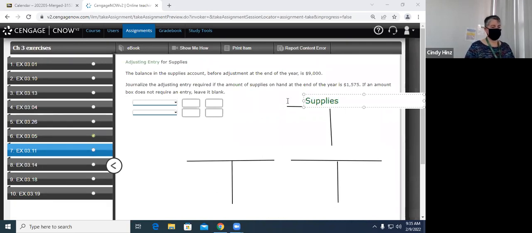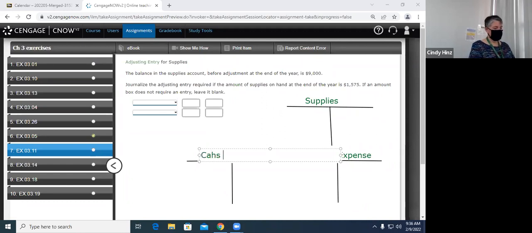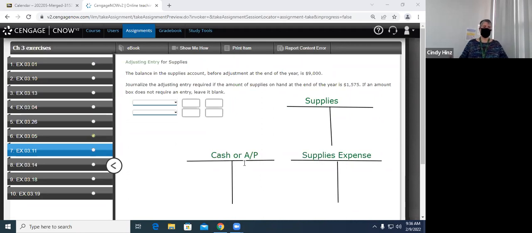Supplies. That's the balance sheet account. It's an asset. It has a normal debit balance. Supplies expense. It's an expense account on the income statement, normal debit balance. And here I'm going to give an option, cash or accounts payable. Doesn't matter which one we choose. We could use one or the other. Depends on how we pay for our supplies. It won't affect what we're talking about here.